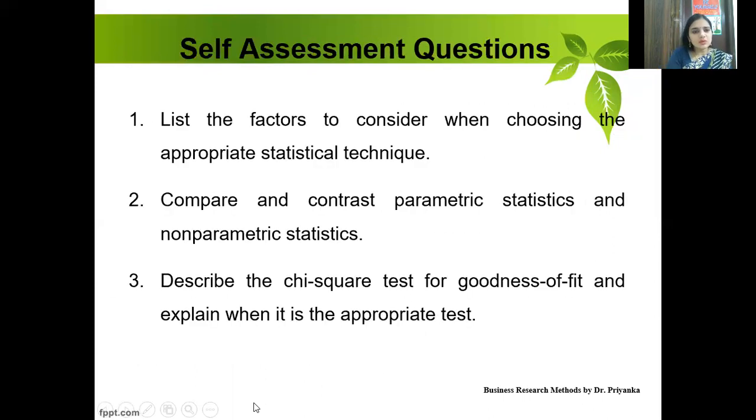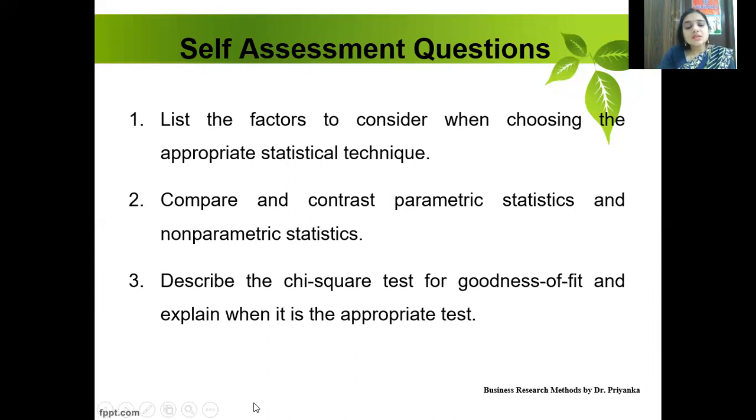Let us discuss some questions now. Number 1, list the factors to consider when choosing the appropriate statistical technique. Yes, this was the very first thing we discussed in this presentation, and these are the types of questions to be answered. For example, whether you want to check comparison between two or more variables, whether you want to check the association of variables with each other, or whether you just want to check whether the population is normally distributed or not. So many things are there, but the research questions you have in your study would decide which test you will be going for.